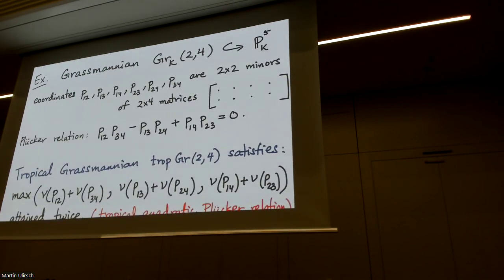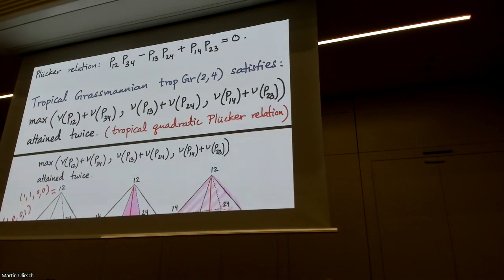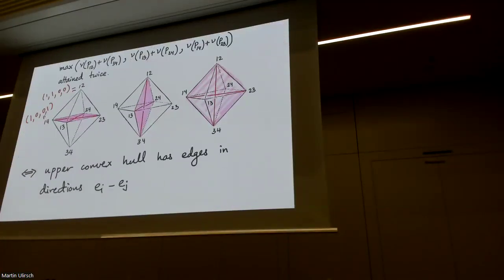So let's go back to the Grassmannian 2,4. In the Plücker coordinates, it has 6 coordinates, and they satisfy this equation. So this is like the 1,2 minor, and the 3,4 minor, and so on. These minors satisfy this relation, and then using the same logic as before, that means that their valuation has to satisfy this so-called tropical quadratic Plücker relation: the maximum has to be attained at least twice. Okay.